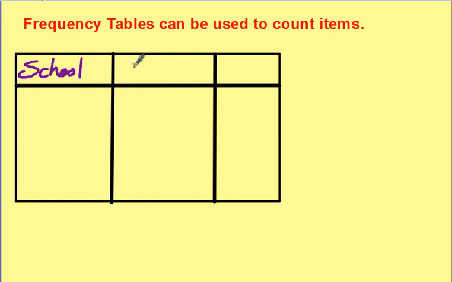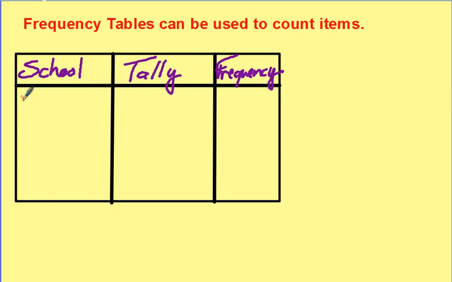And the next two would be called tally. We're going to make a tally. Sometimes you'll hear these called tally tables. And then at the end, we're going to add them all up and call them frequency. Frequency just means how frequently you heard that answer. So first of all, think what your choices are.